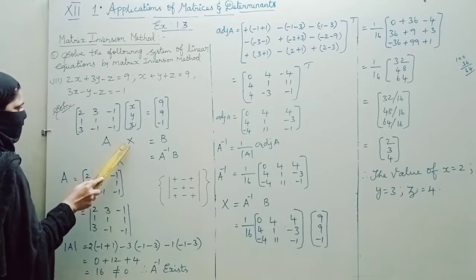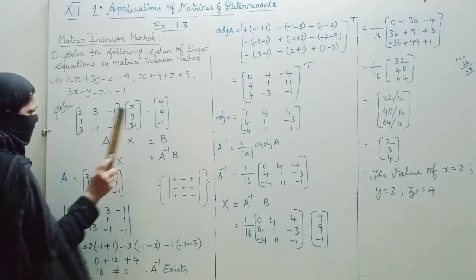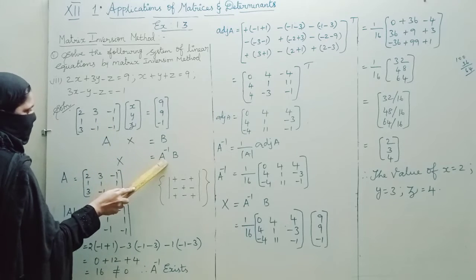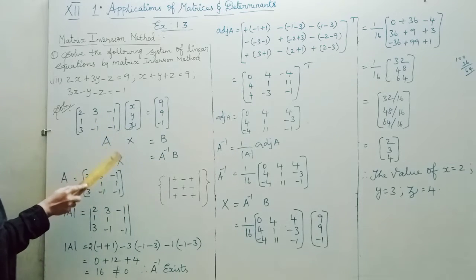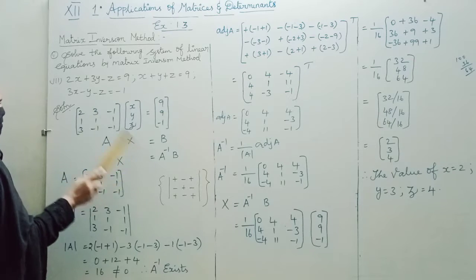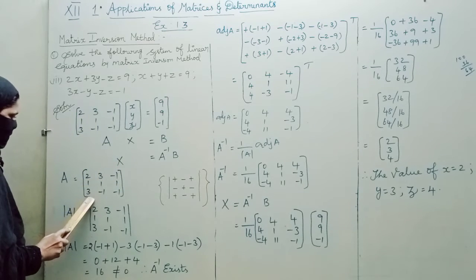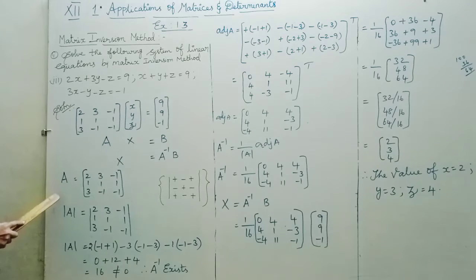Now we are going to find out the x value. So you take that a to that side, so a becomes a inverse, so a inverse into b. Now we are going to find out the a inverse. First write the a value that is given, and then find out the determinant a value.